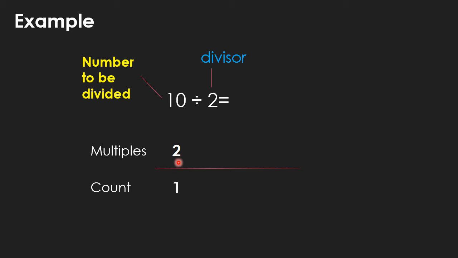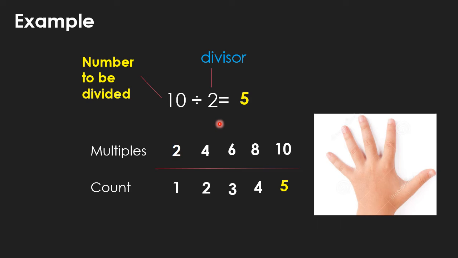Counting by 2, that's the first multiple. 4, that's the second multiple. 6, that's the third multiple. 8, that's the fourth multiple. And 10, that's the fifth multiple. Now take note that the number to be divided is 10, so we have to stop at 10. How many counts did we make? There are 5 multiples. So therefore, 10 divided by 2 is equal to 5.